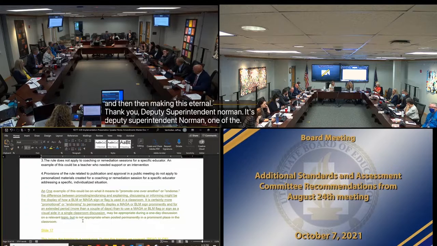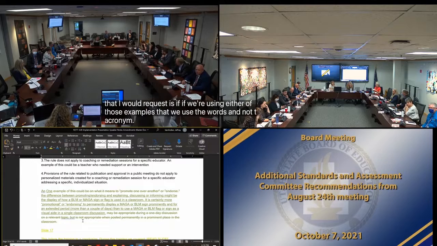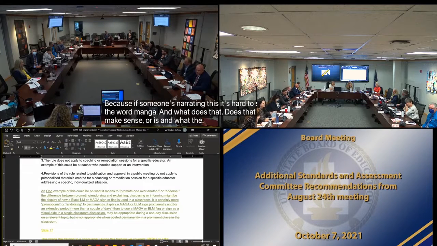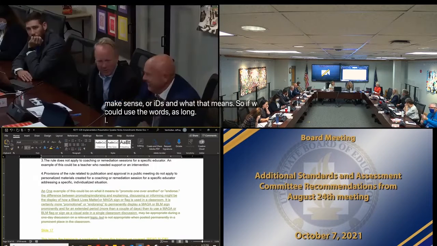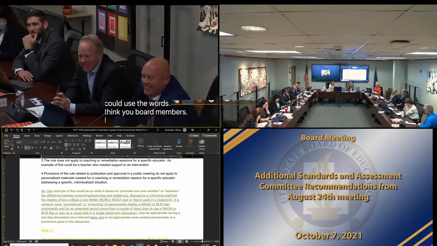One of the things that I would request is if we're using either of those examples, that we use the words and not the acronyms, or use them both, because if someone's narrating this, it's hard to say the word MAGA, and what that means. So if we could use the words along. That's a great idea. I would support that as a friendly amendment. Thank you. Board Member Straight?